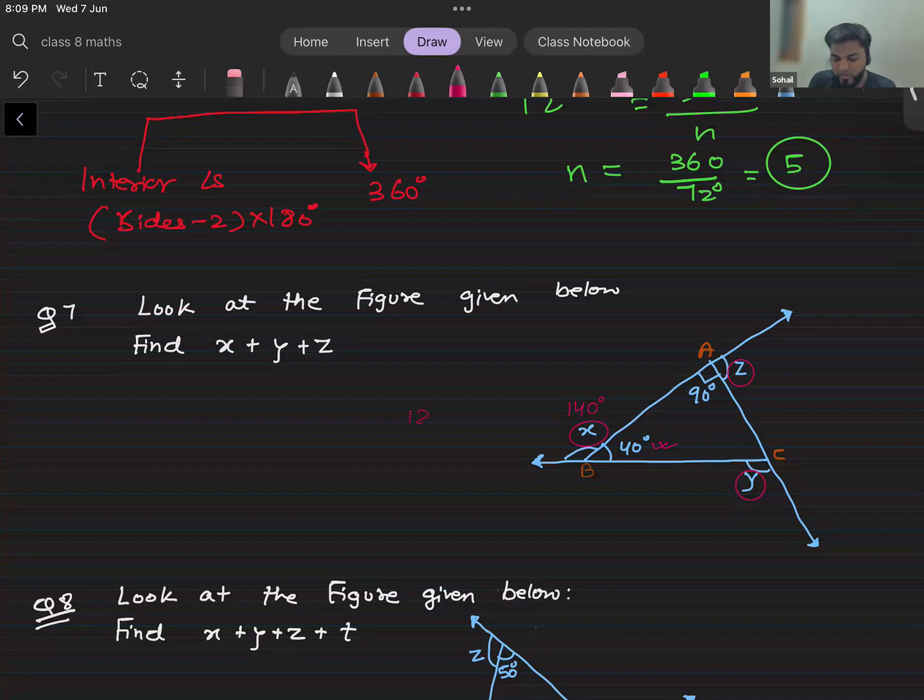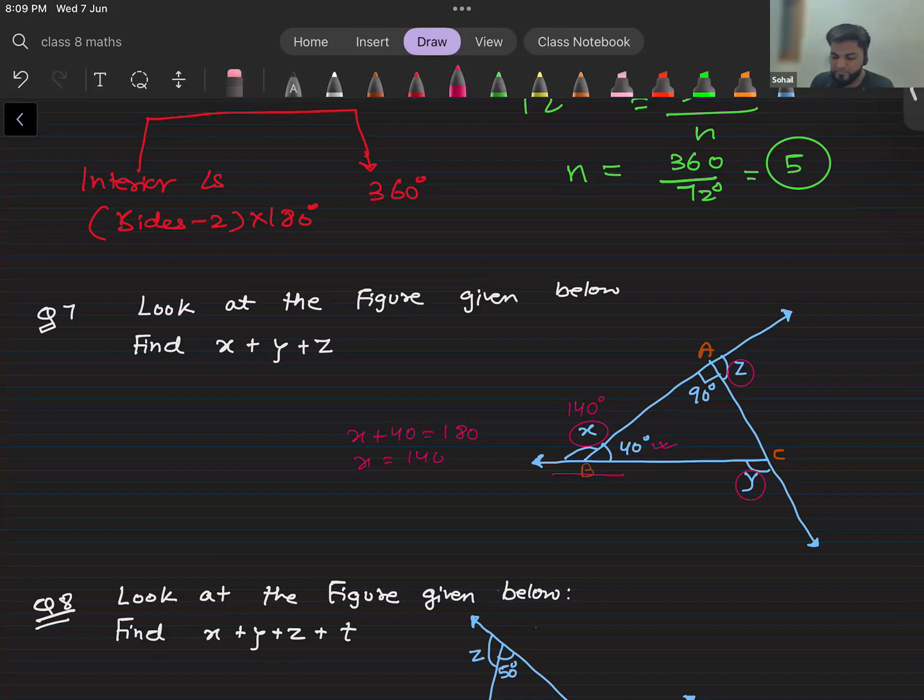Look, 180 minus 40 degree is going to give me 140 degree here, because x plus 40 here is equal to 180. Let me write it in a simpler form. Pay attention here. So x plus 40 equals 180 degree. So Sir, x here is 140. Yeah, very good, very good.